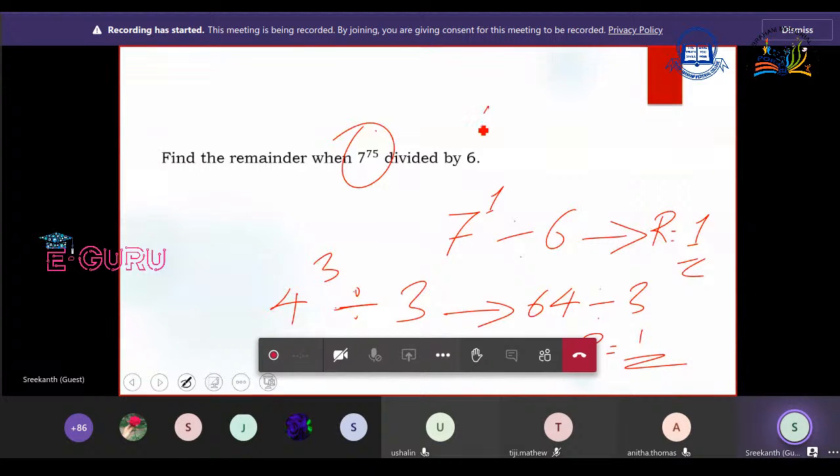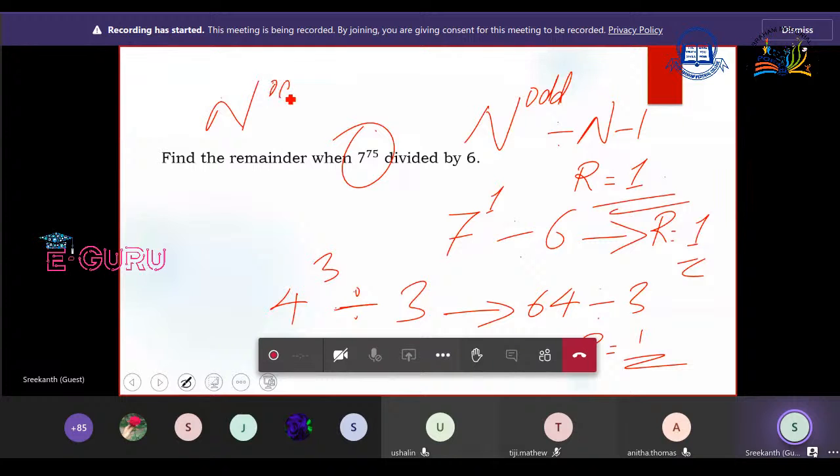So we can conclude, if n to an odd power is divided by n minus 1, then the remainder is 1. You should remember these two rules. N raised to odd divided by n plus 1, remainder is n. And n raised to an odd power divided by n minus 1, remainder is 1. With this you can do any problems.